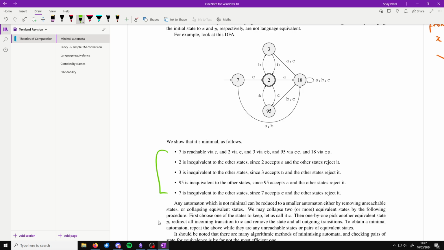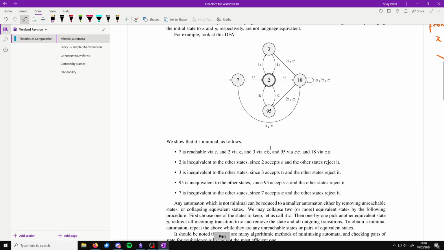Can we say 7 is unique because it's an initial state? Not exactly, because when we're talking about it being equivalent to another state, we're just talking about what it accepts. So if we had another state called 4, and 4 took AB to go here, and 4 took C to go here, these two would be equivalent because they both accept the same words. So 7 wouldn't be unique in this case, just because this 4 is the exact same as this 7 in terms of what words it accepts and rejects. Does that make sense? Hope that's clear.